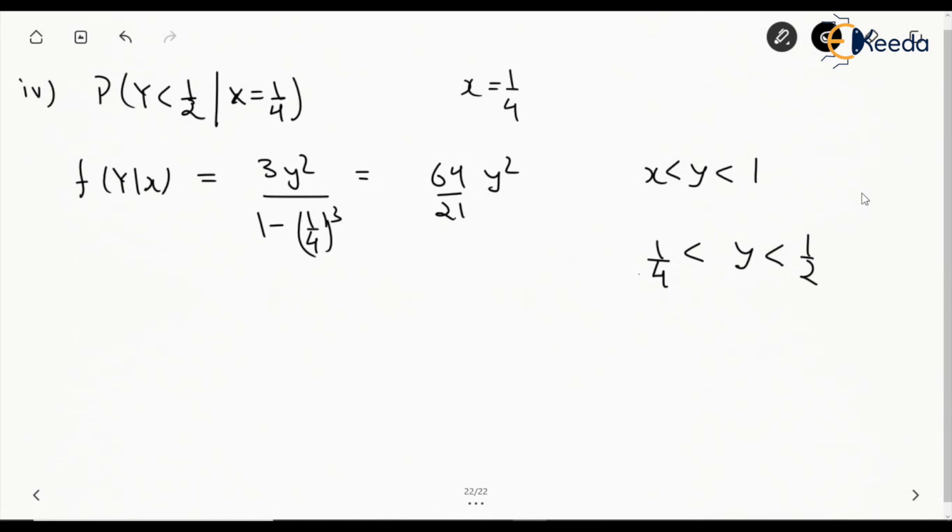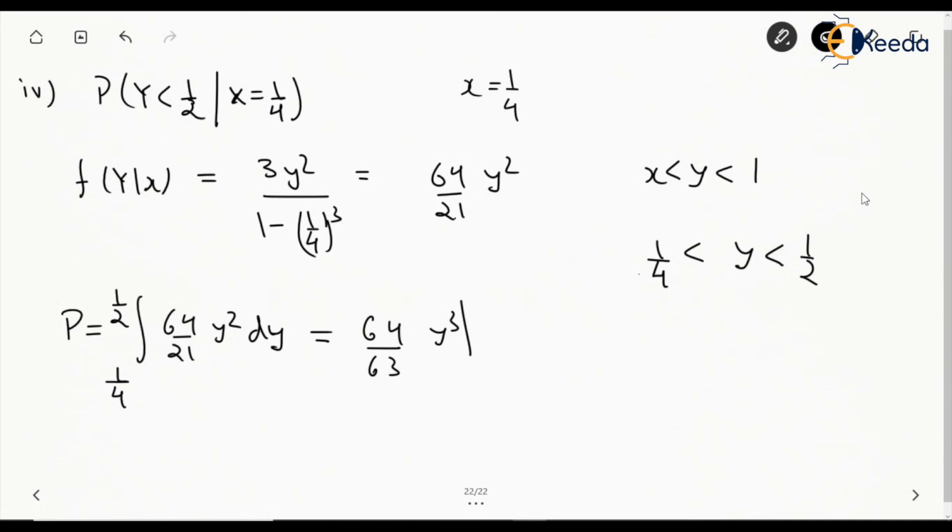That means this probability will be integration of 64 by 21 y square from 1 by 4 to 1 by 2 dy. So this is simple. 64 by 63, this is y cube. The limits 1 by 4 and 1 by 2. So this is 1 by 9. That's it.